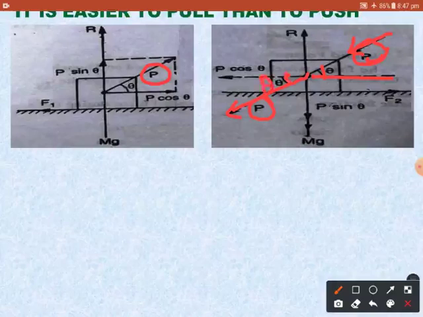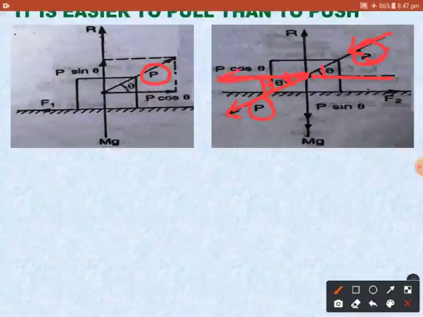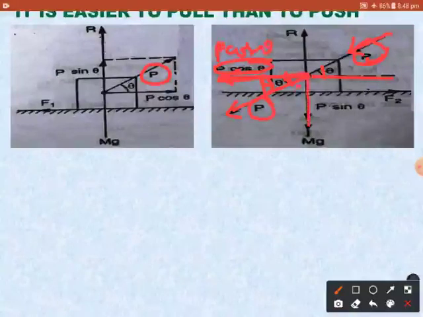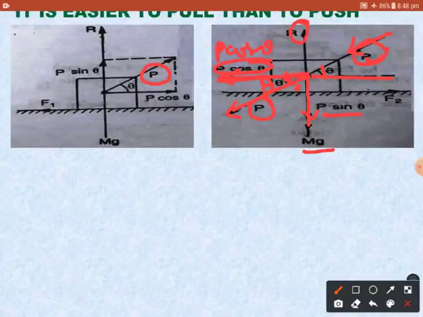So we can resolve this P into two rectangular components, one along here, that will be cosine. Why? Because this is the theta component, so it will be P cosine theta, right? Your P cosine theta will be here, and this one is not having theta, so this will be P sine theta. And weight is acting vertically downward, no doubt, normal reaction upward. As the body is going to move in this direction, your frictional force will be in this direction, and it is denoted by F2.